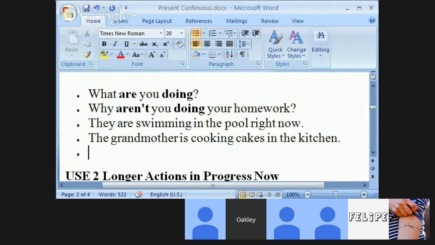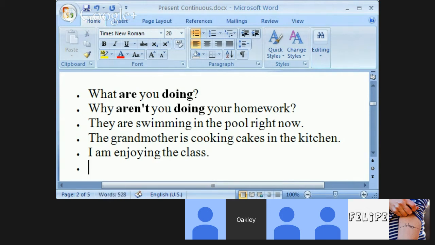Giselle, can you give me an example? I'm enjoying the class. Okay, that's great. Well, I'm enjoying the class. Very good. Obviously, what she is doing right this exact second. Hopefully. Okay, great. Thank you, Giselle.